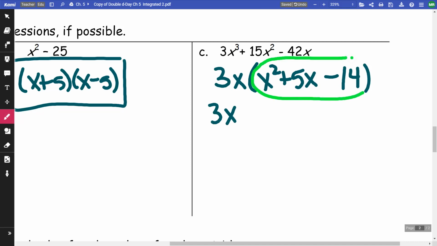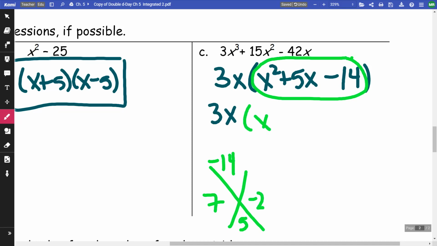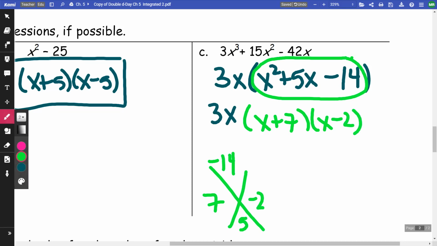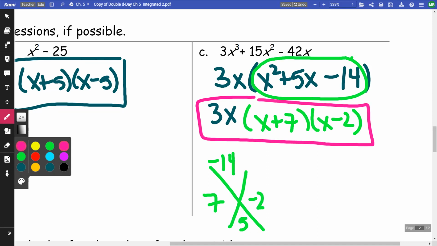This I can factor. I'm really thinking of what multiplies to -14 and adds to a 5, and that's going to be a 7 and a -2. So I have times x plus 7 times x minus 2. And this is our answer.